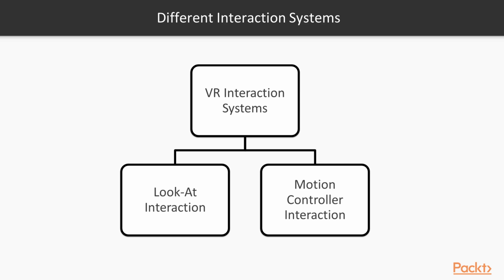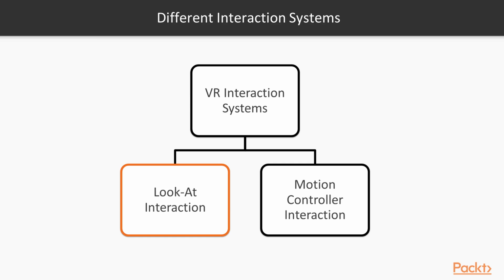In the following videos in this section, we're going to implement a look-at interaction system and create a basic interaction behavior using motion controllers. The look-at interaction system is especially useful when it comes to mobile VR, where inputs are admittedly limited. This system has two notable variations. In both cases, the end user has to look at the object he wishes to interact with. In the first variation, the interaction will be automatically triggered after a fixed period of time has passed, while the player is looking at the object.